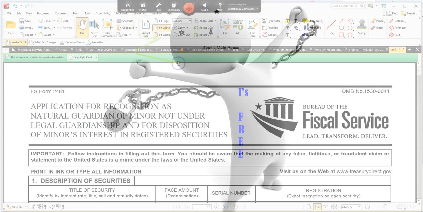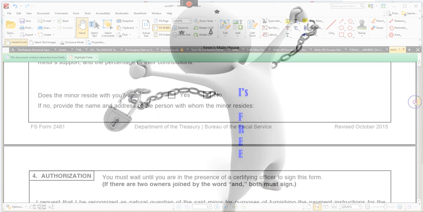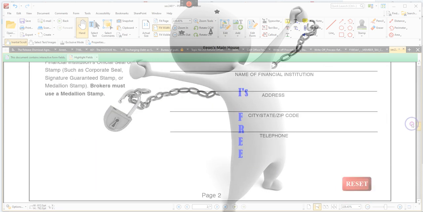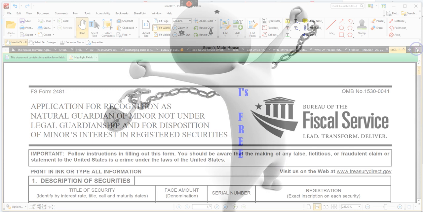This is application for recognition as natural guardian of minor, not under legal guardianship, and for disposition of minor's interest in registered securities. People want to know how to gain control of the securities held in their minor account. You have every right to do so. The minor is that all caps name. How can you prove the minor is the all caps name? We've given you the infant estate documents. Okay, just that simple. And here it is, Bureau of Fiscal Services.